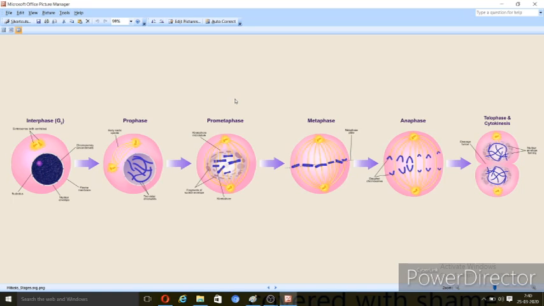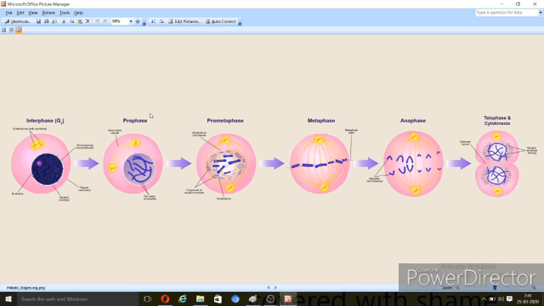Cell division. How does the cell divide? For cell division, we know that there are two types of cell division. One is mitosis and another is meiosis. Mitosis is taking place in our somatic cells, and meiosis is taking place in the formation of sperm cells. Mitosis is also of two types: number one is karyokinesis and another is cytokinesis.